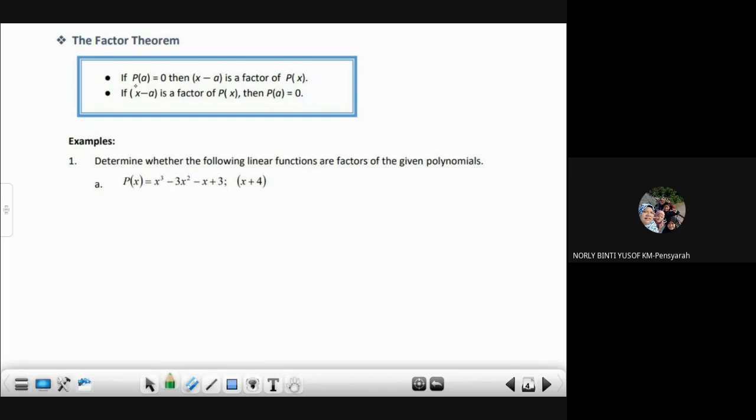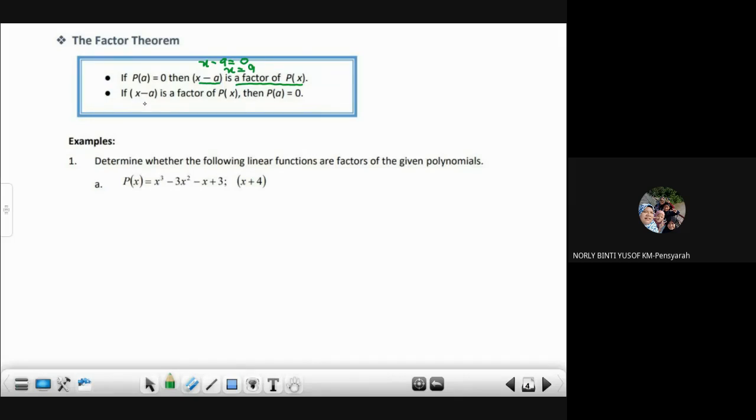Okay, so here if P(a), that means x equals to a, equals to 0, then x equals to a, it means this is the same as zero. You will get x equals to a is a factor of P(x). So if the remainder is zero, the divisor will be a factor of P(x).